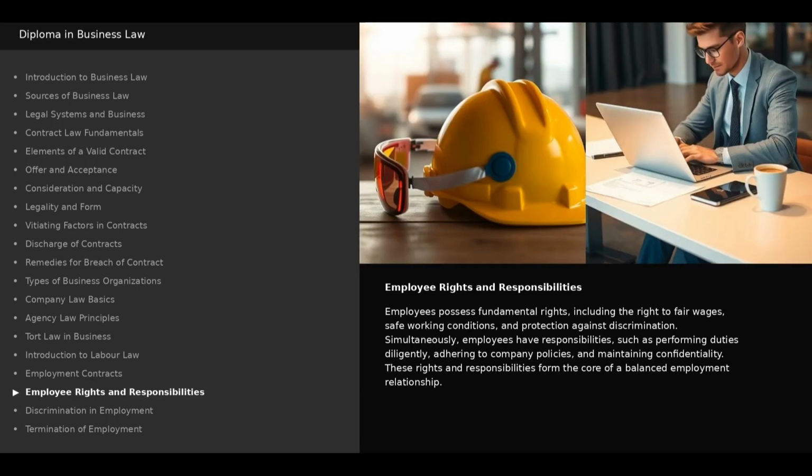Employee rights and responsibilities. Employees possess fundamental rights, including the right to fair wages, safe working conditions, and protection against discrimination. Simultaneously, employees have responsibilities, such as performing duties diligently, adhering to company policies, and maintaining confidentiality. These rights and responsibilities form the core of a balanced employment relationship.